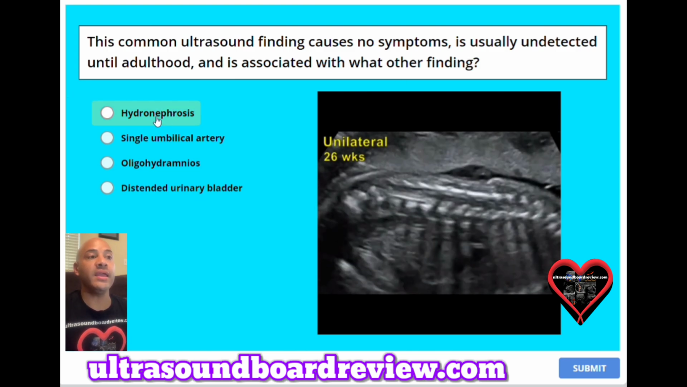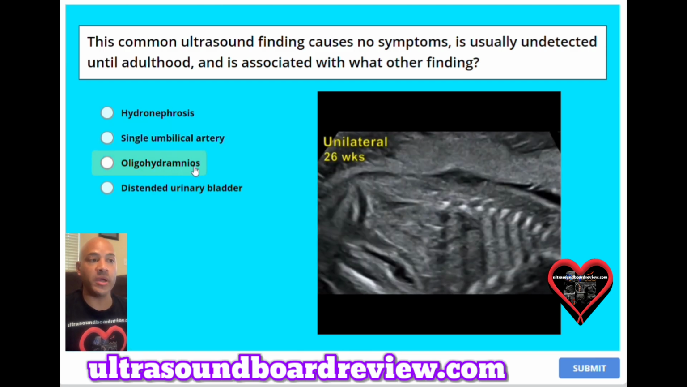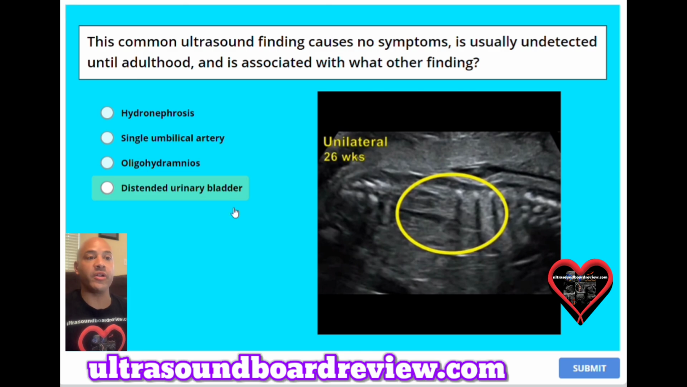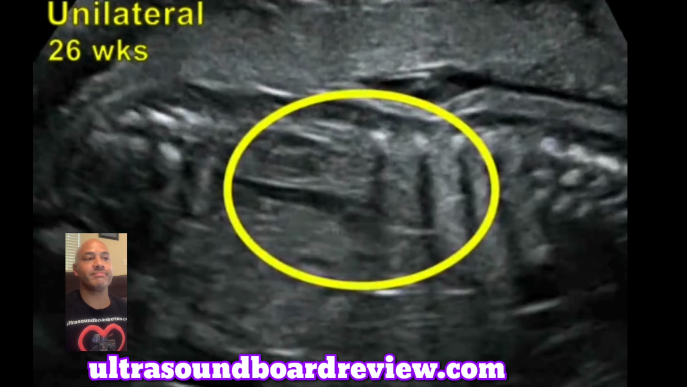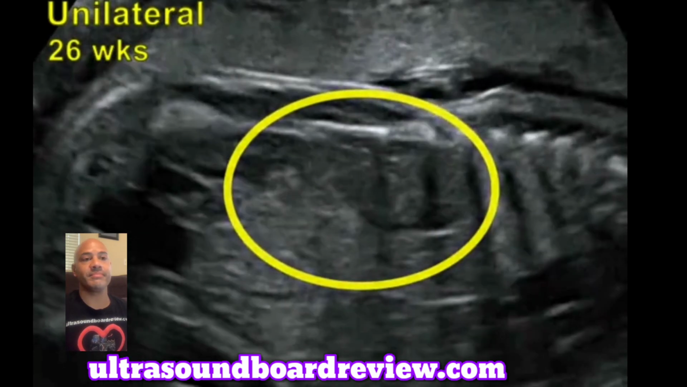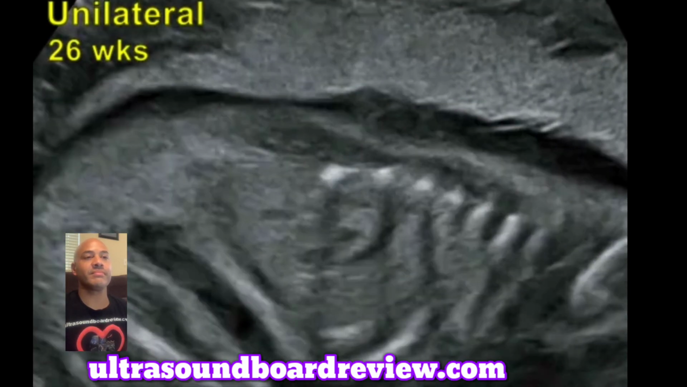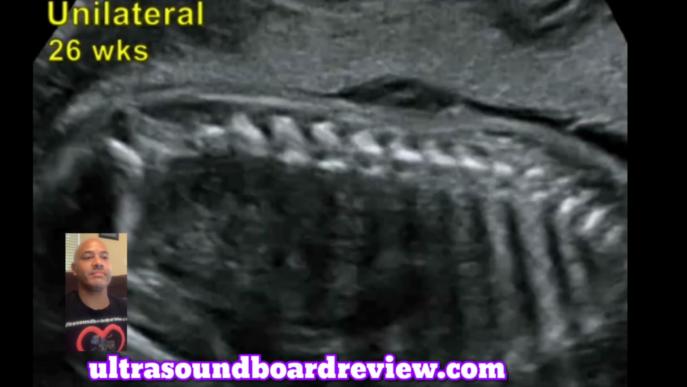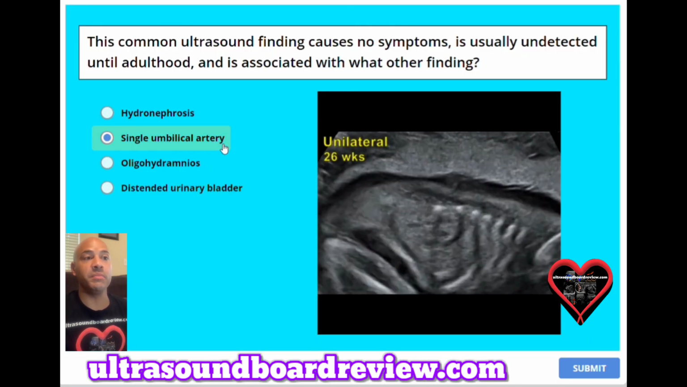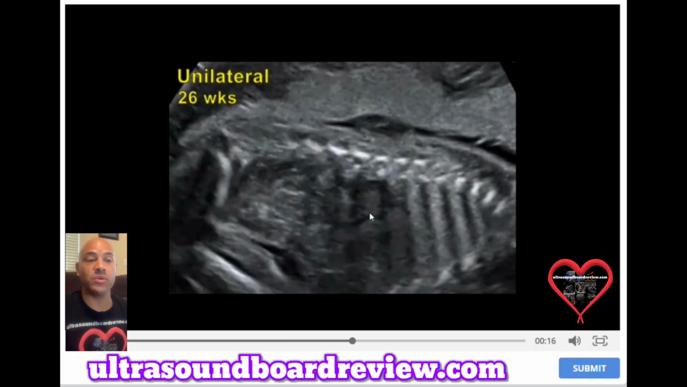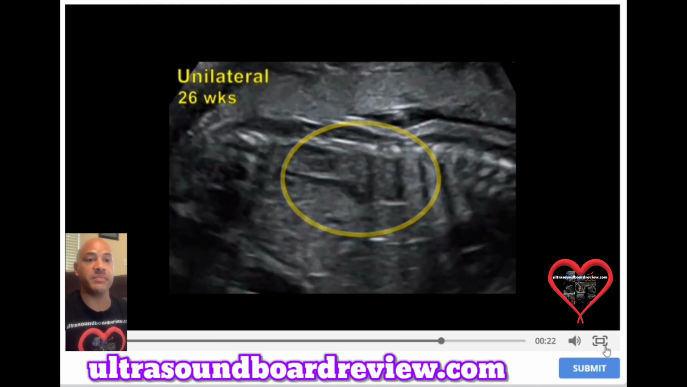Question 23. This common ultrasound finding causes no symptoms, is usually undetected until adulthood, and is associated with what other finding? A, hydronephrosis. B, single umbilical artery. C, oligohydramnios. Or D, distended urinary bladder. The answer is B, single umbilical artery. This ultrasound represents renal agenesis, and a single umbilical artery is associated with this type of condition.